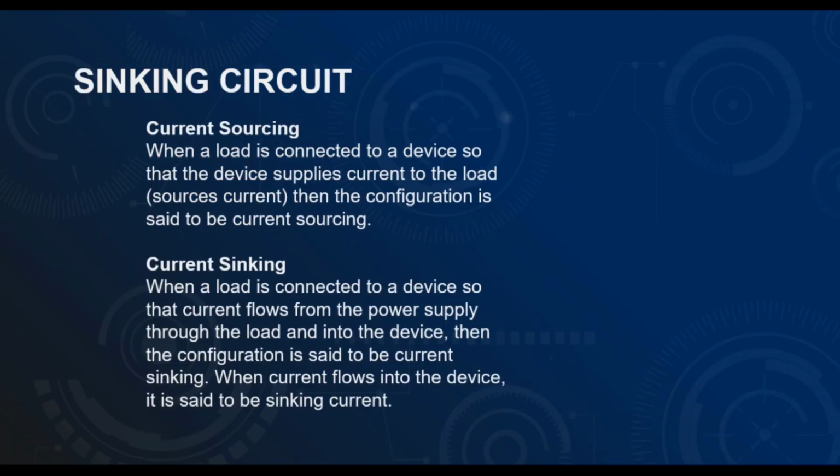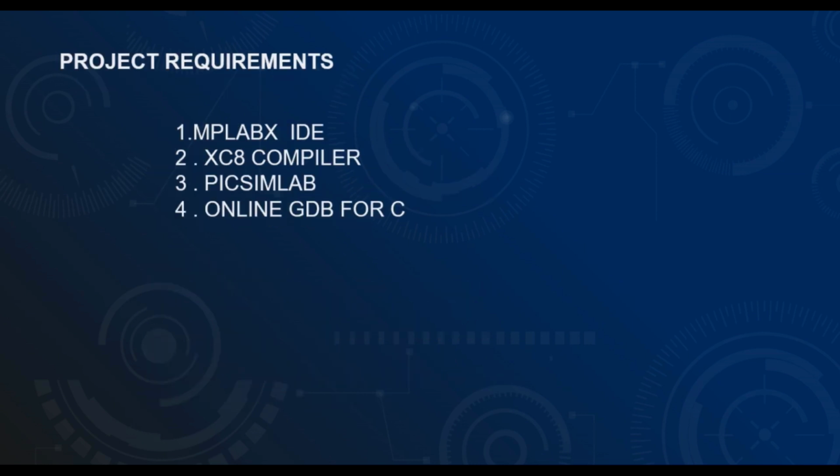When a load is connected to a device and the device applies current to the load, the configuration is said to be current sourcing. Regarding the current sinking device, current flows from the power supply through the load and into the device, and then the configuration is said to be current sinking.